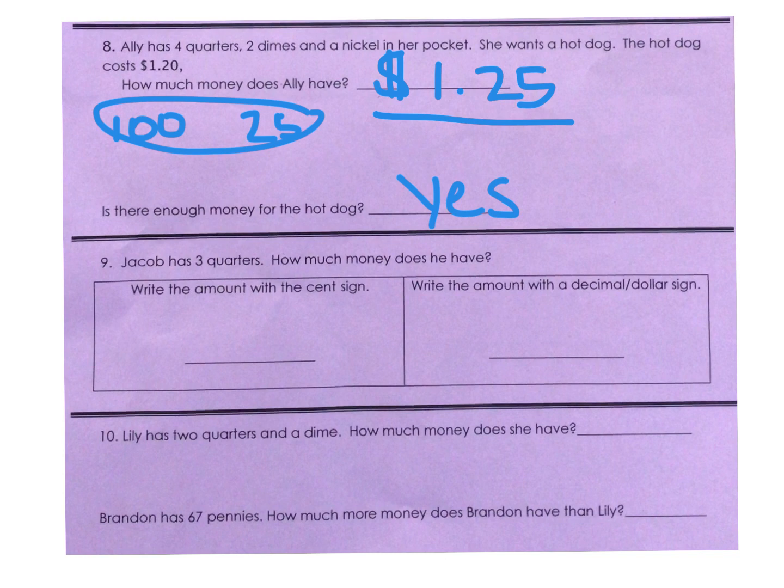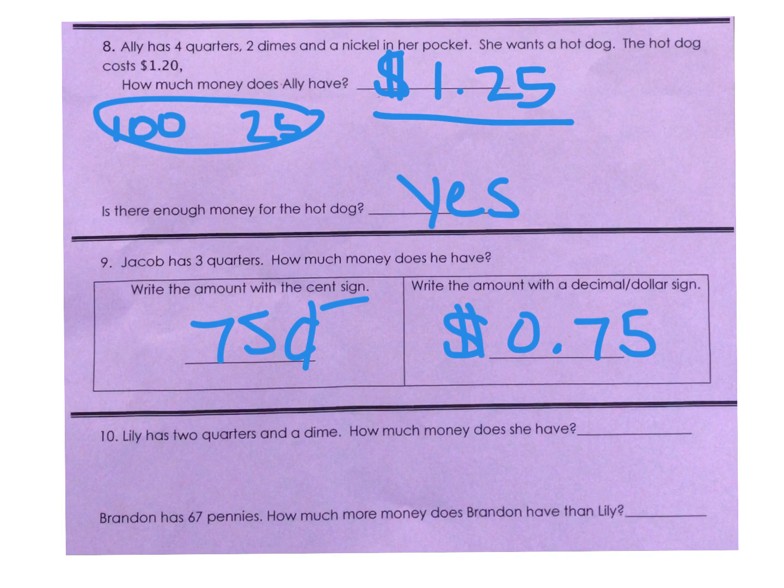Jacob has 3 quarters. How much money does he have? Okay, so he has 3 quarters. This is something I said, memorize it. So first we want to see it. How do you write it with the cent sign? So 75 cents. And then how do you write it with the decimal and the dollar sign? So you have to do the dollar, 0.75. That's not too hard.